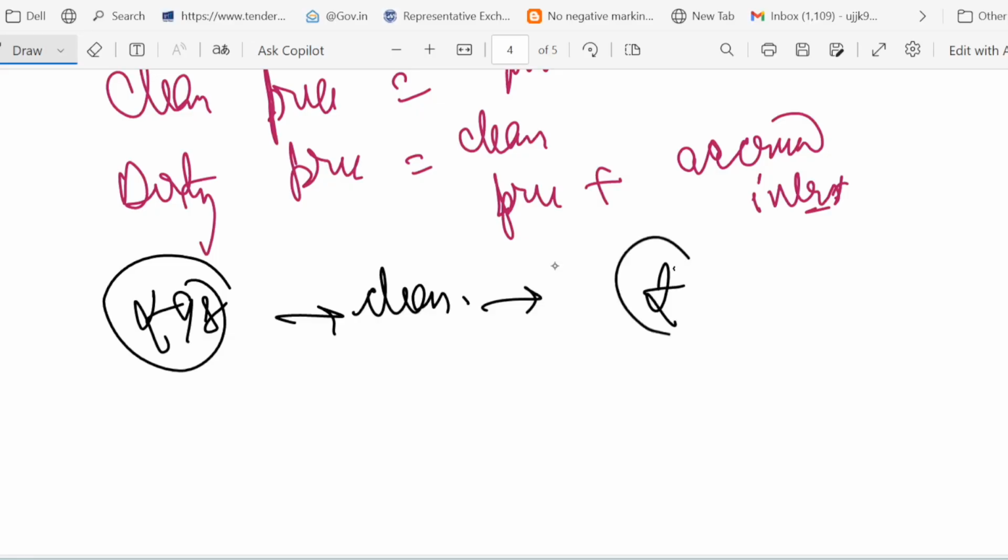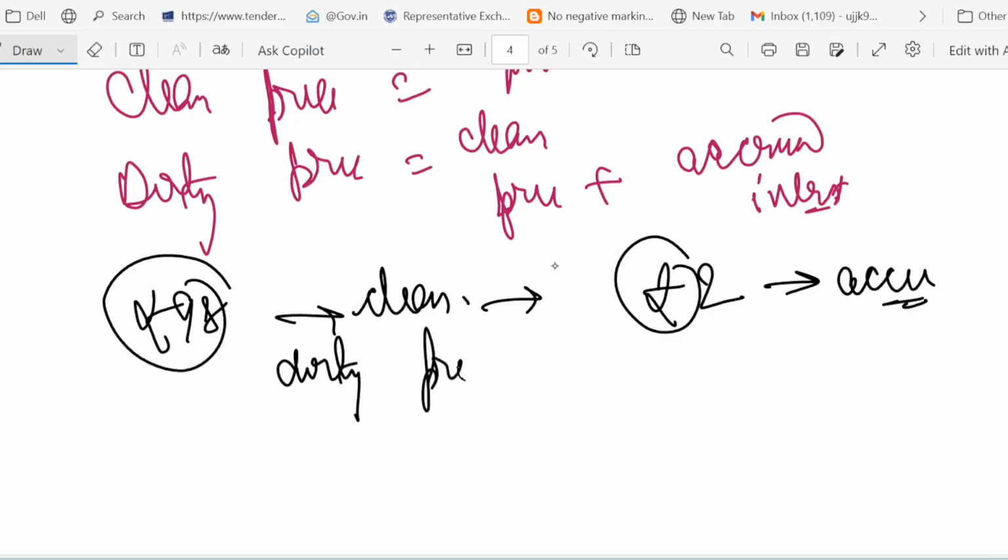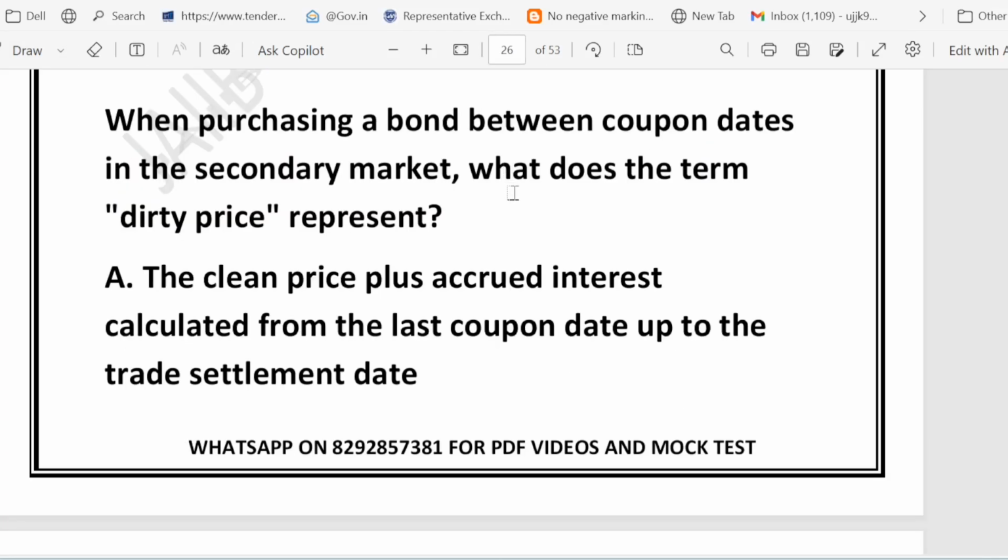Okay, and accrued interest is 2 rupees. So what will be the dirty price? The dirty price will be 100 rupees, isn't it? That is what you actually pay, right? So that is option number A. Option number A says the same: the clean price plus accrued interest calculated from the last coupon date up to the trade settlement. Yeah, this is the correct one.